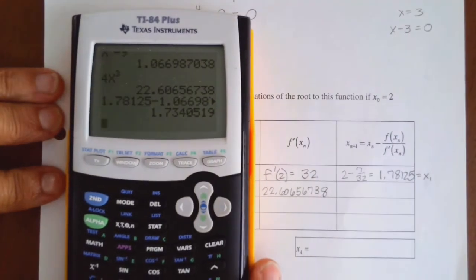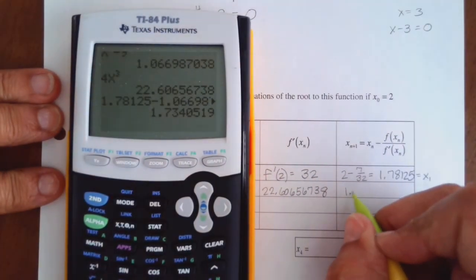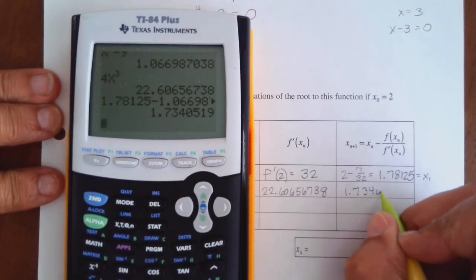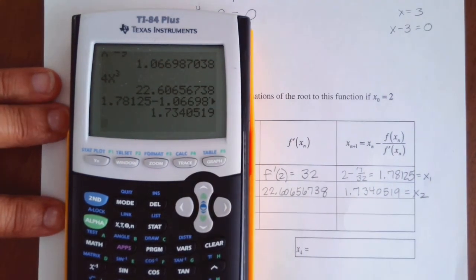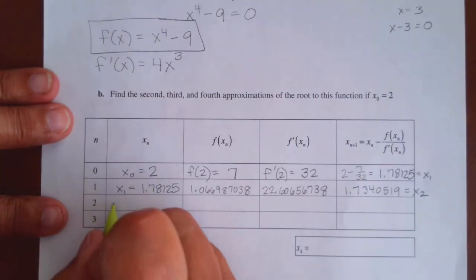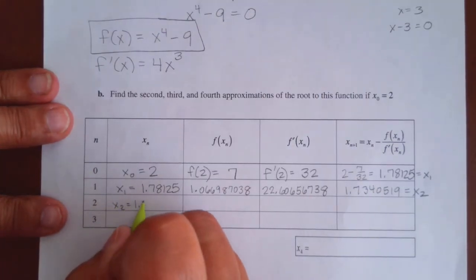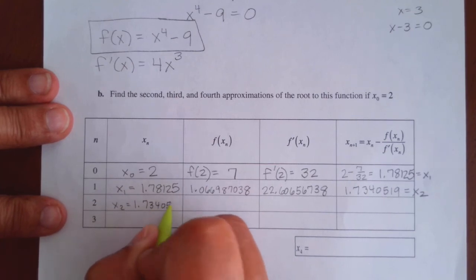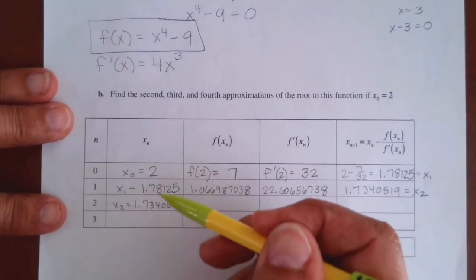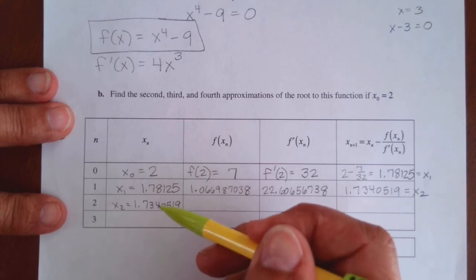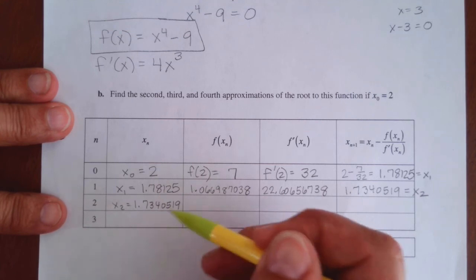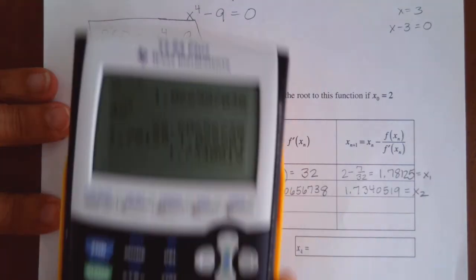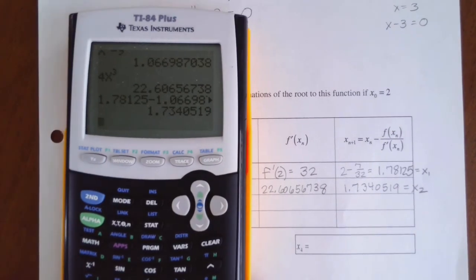All right, so there's our new guess, 1.7340519, and that is now our x sub 2, our new guess. Okay, so x sub 2, 1.7340519. Now notice here we're starting to see some repetition. So hopefully by the next guess, we'll see 1.78 at least. Okay, so now we know we're zeroing in on the value. All right, so we got to store this. So store that in x.